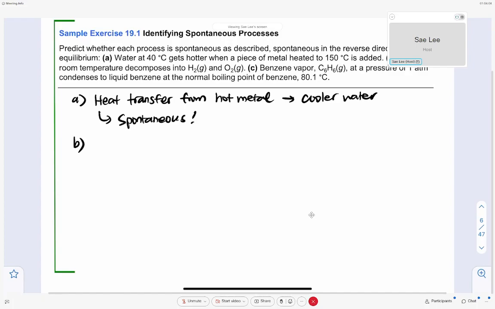Okay, so for B, water at room temperature decomposes into hydrogen and oxygen gas. Have you ever seen water bubbling into gases all of a sudden? No, right? Water in a jar will remain as it is even for hundreds of years if it's in a cool system. Water can evaporate, but decomposition of water into hydrogen and oxygen gases definitely doesn't occur naturally. This is a non-spontaneous process.